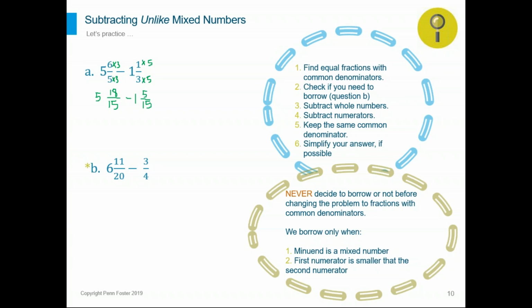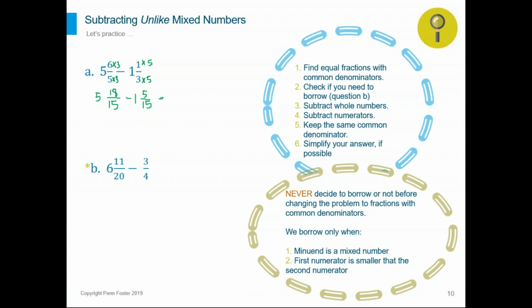Now we'll try to subtract. To decide if we have to borrow or not, after finishing changing both fractions to like fractions, which we did, we have now 15 in each denominator, we look at the numerator. If the numerator 18 is greater than 5, which it is, we do not need to borrow. We just go ahead and subtract. If the first numerator happens to be lower than the second, then we have to borrow.